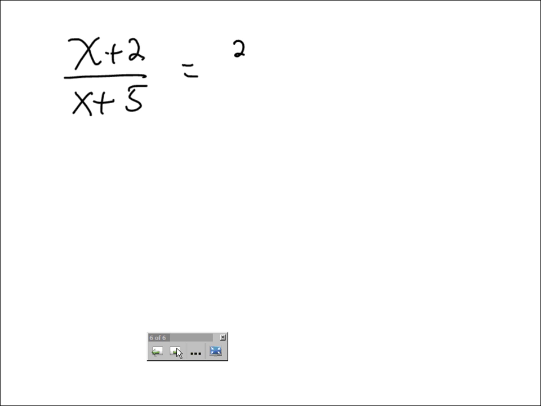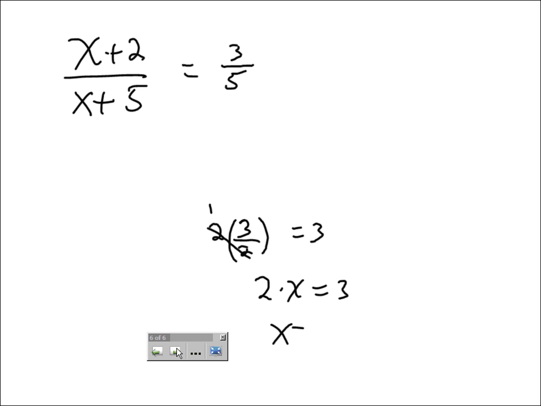Well, what if you have 3 over 5? The bottom is only 2 more. What do you multiply 2 by to get 3? Well, divide by 2, that gives you 1, then multiply by 3. Multiply top and bottom by 3 over 2. You want to do 2 times what is equal to 3? Wonderful. You need to be able to come up with your own linear equations.